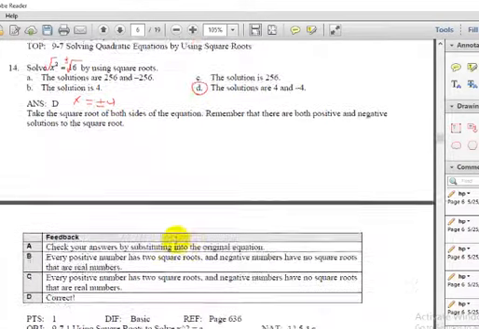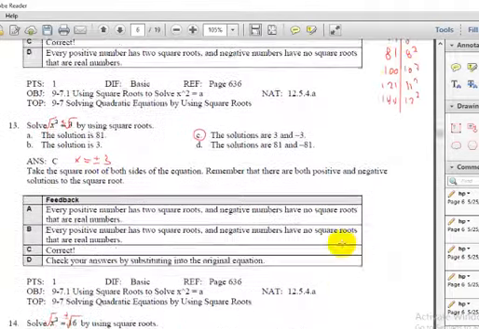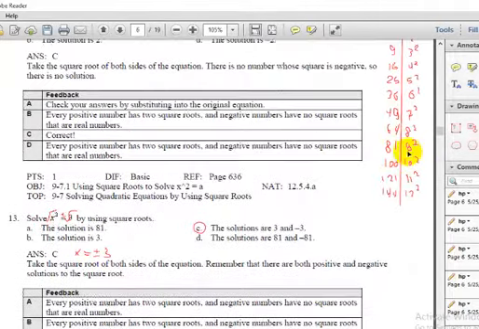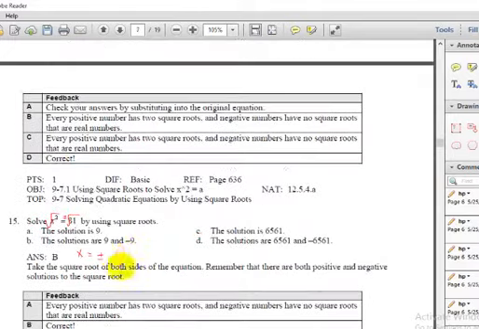Excellent. Let's complete. I'm going to take the square root here and plus or minus square root here. So x equals plus or minus what is the square root of 81? Returning back here, 81 is 9. Very good. So it's what? Plus or minus 9, which is B.